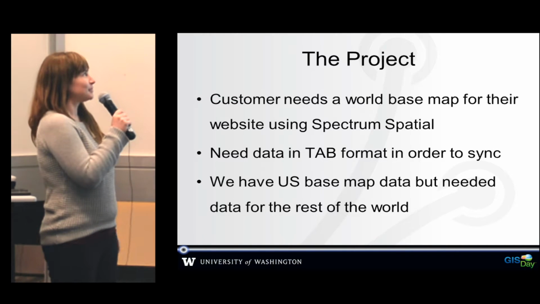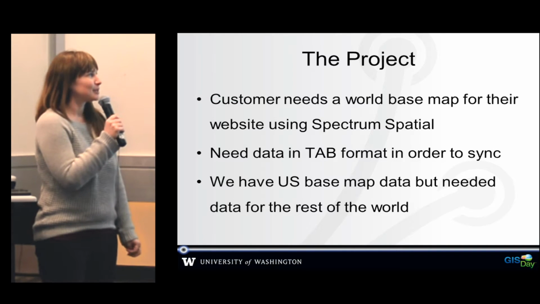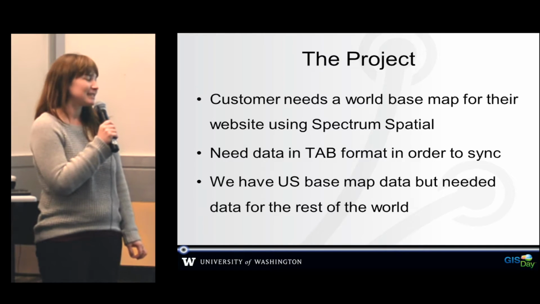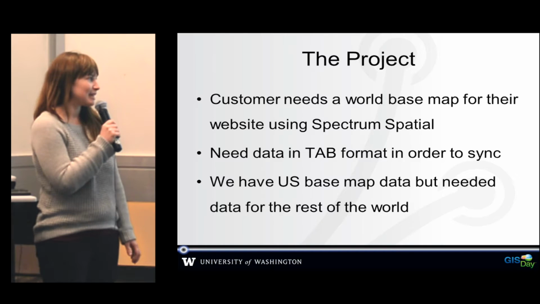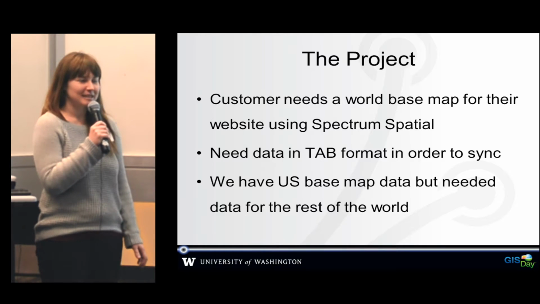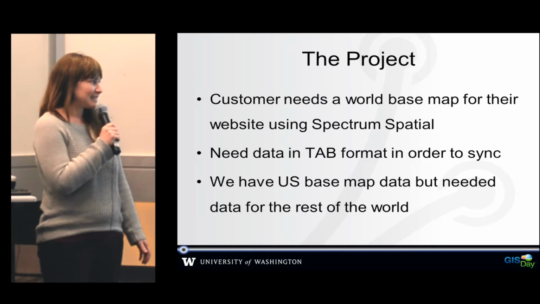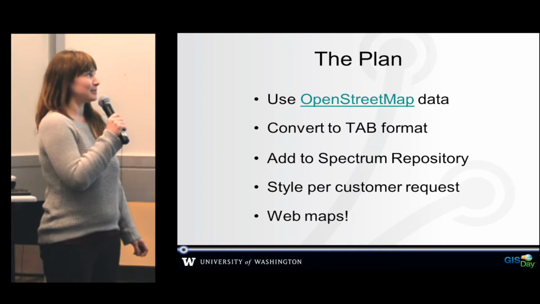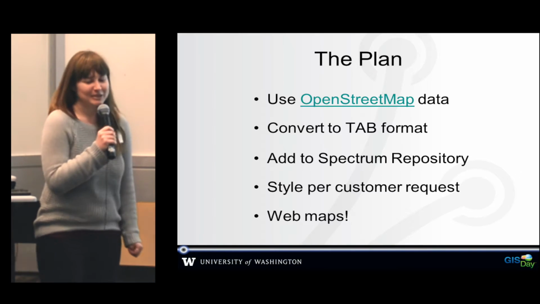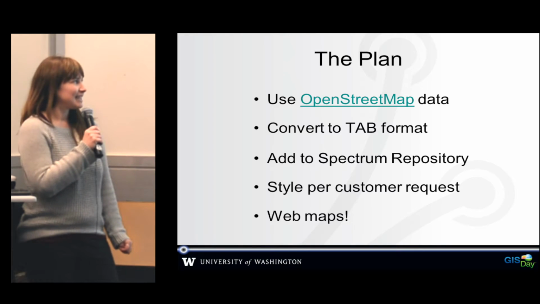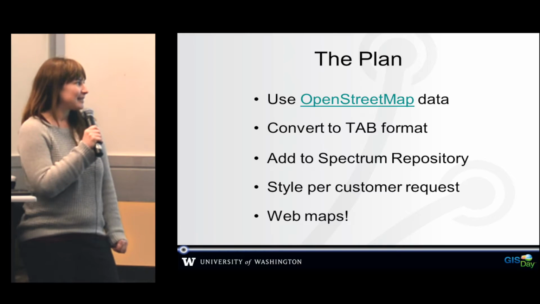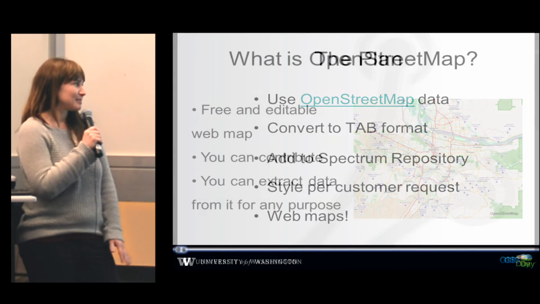The project I've been working on lately, we need a world-based map for one of our customers using the Spectrum Spatial. All of the data needs to be in tab spatial format, and we have all the US-based map data we need, but we're missing data for the rest of the world. So we decided to get our data from OpenStreetMap, then we'd convert it to tab format, add it to our Spectrum Spatial repository, style it how our customers requested, and then we'd get these great worldwide web maps.